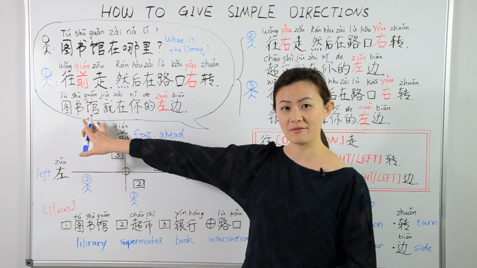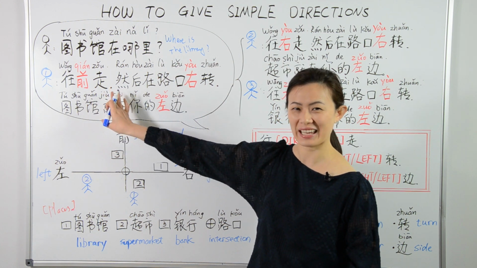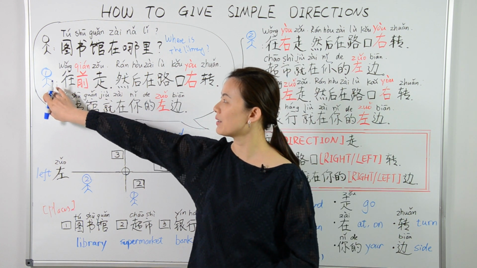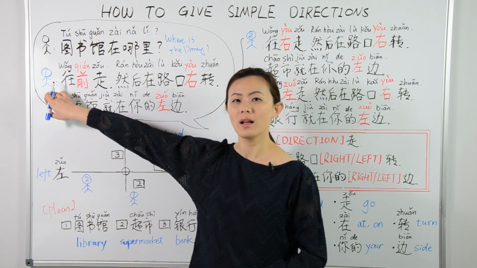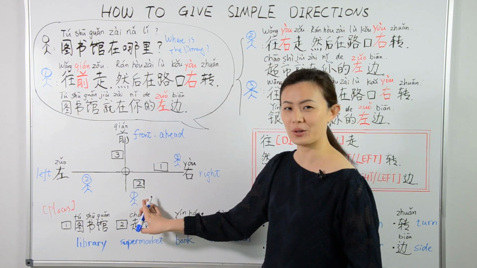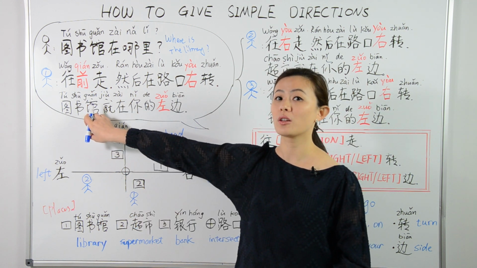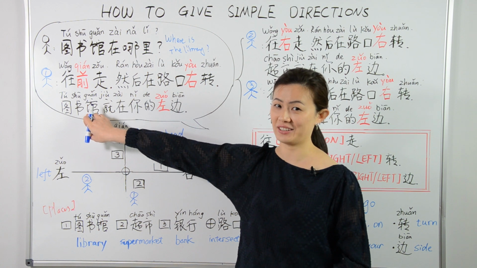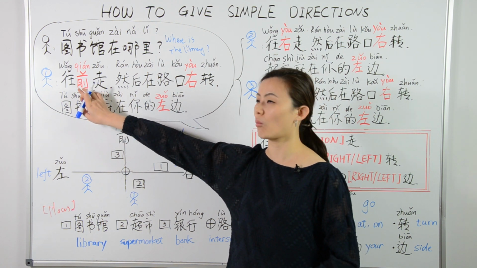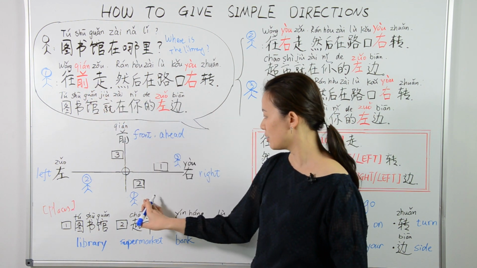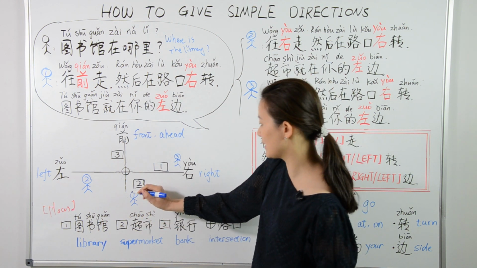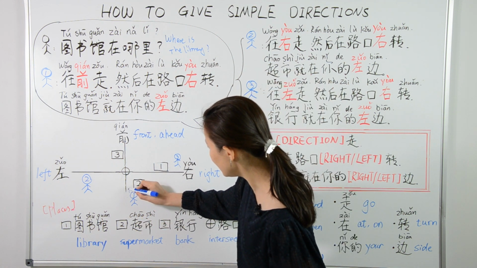Now let's suppose we're just walking on campus trying to find the library. So let's see if we can find it by following the directions. You are this person number 1, matchstick man number 1, and you want to find the library. First step, 往前走. So it's in this direction. 往前, 前, 前.